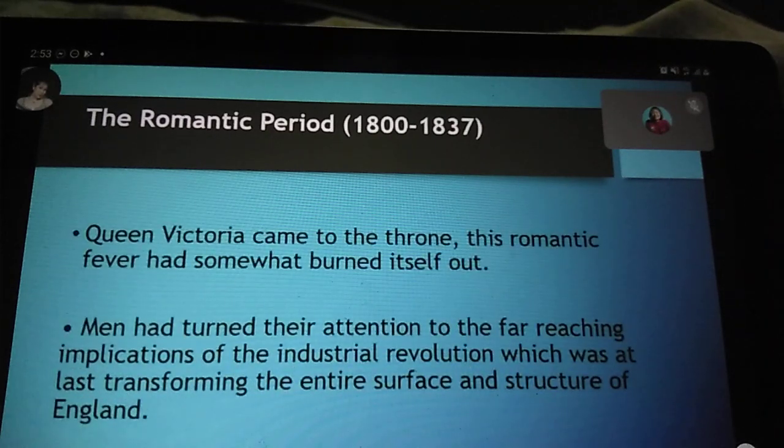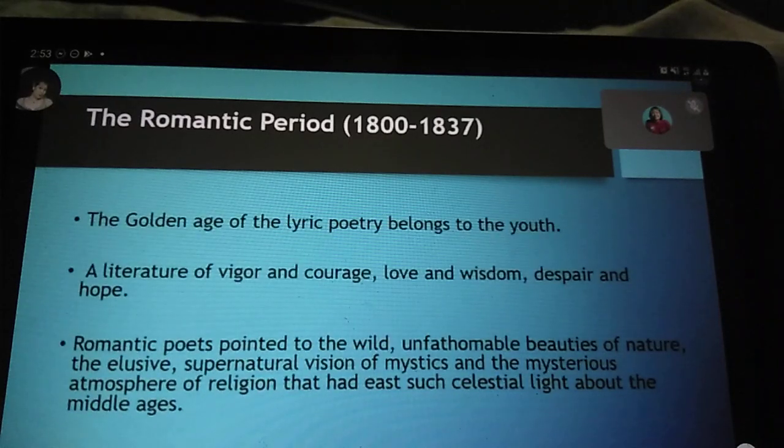The romantic period was produced during the reign of Queen Victoria. Ang romantic period ay gumagamit ng themes such as nature, pastoral life, medievalism, and supernaturalism. Romantic poetry admired nature and gave prominence to emotion and spontaneity.